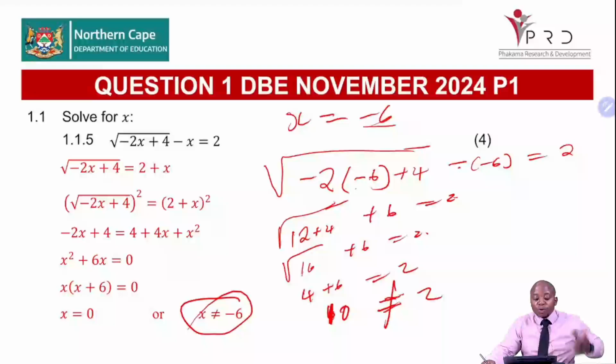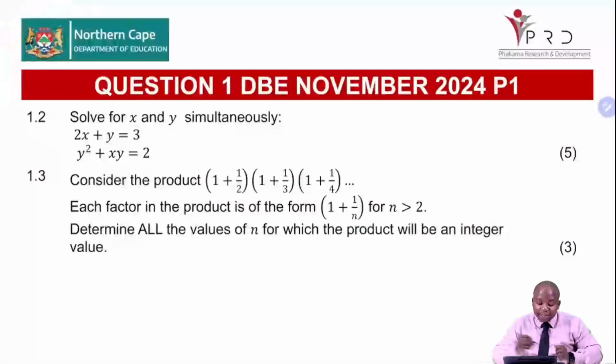So all the times when you're dealing with a surd equation, always test your final answers against the original equation to see if I'm getting the same answers on the left hand side and the right hand side.